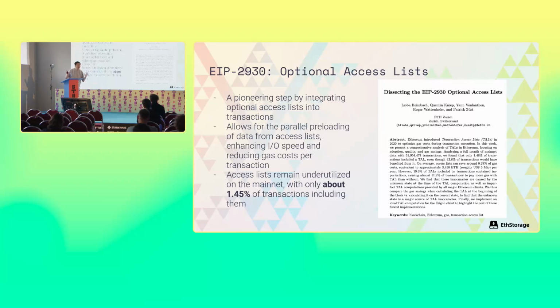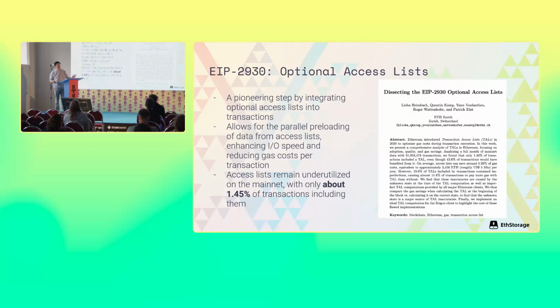This is a really nice idea, and it was also proposed by Vitalik about, I think, 2 or 3 years ago. But unfortunately, there's a paper written by ETH Zurich. It's a university, not an Ethereum sub-organization. It's a really good paper with a lot of study on the mainnet optional access list. They found that even though it's a great feature to accelerate transaction execution, it's highly underutilized on the mainnet, with only about 1.45% of transactions utilizing this feature.